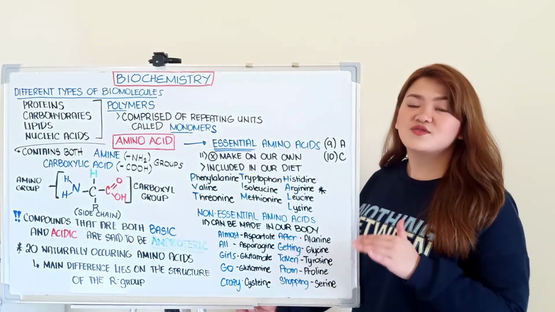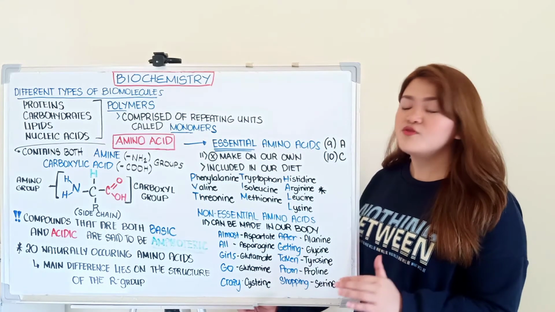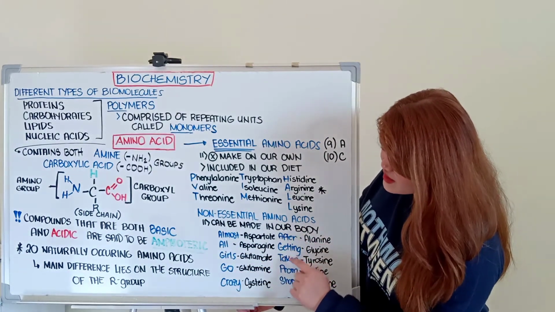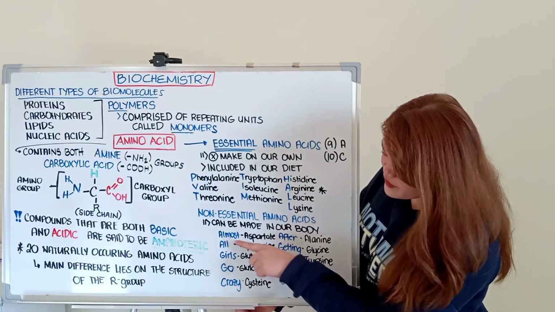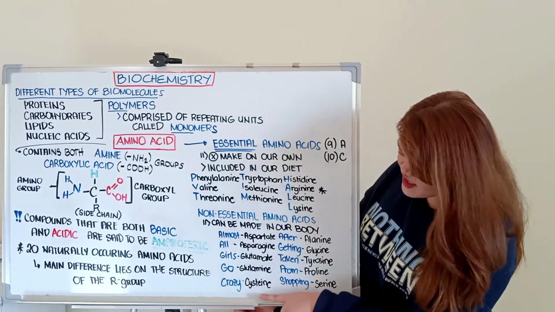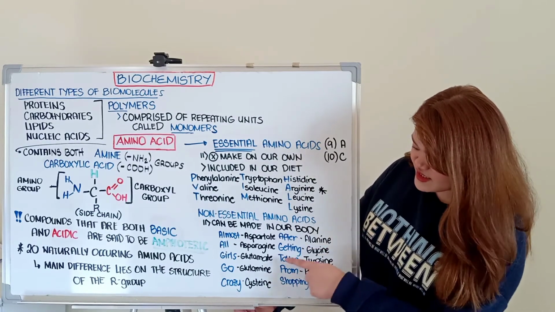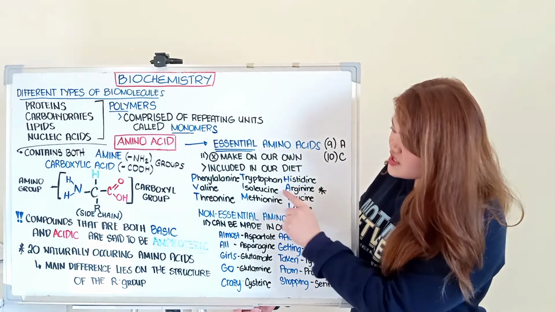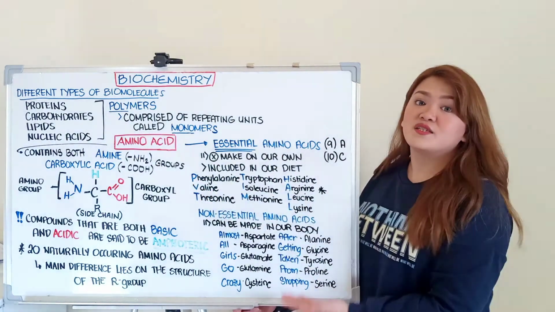Para matandaan yung non-essential amino acids, pwede nyo gamitin yung almost all girls go crazy after getting taken from shopping. So we have aspartate, asparagine, glutamate, glutamine, cysteine, alanine, glycine, tyrosine, proline, and serine. Kung mapapansin nyo, we have A, T, and P sa pares sa mnemonics.